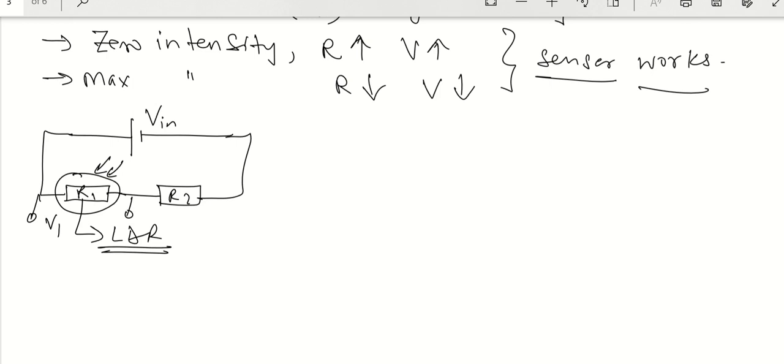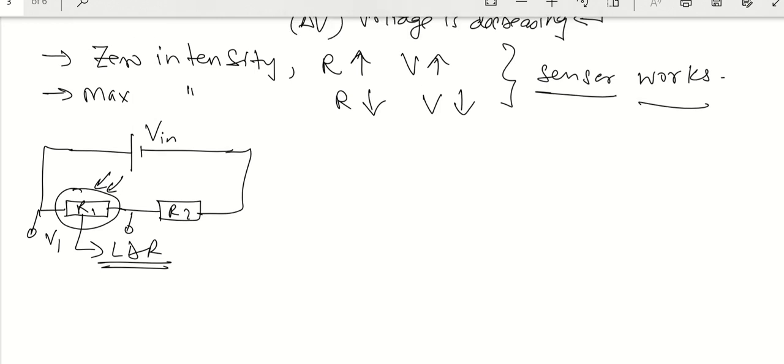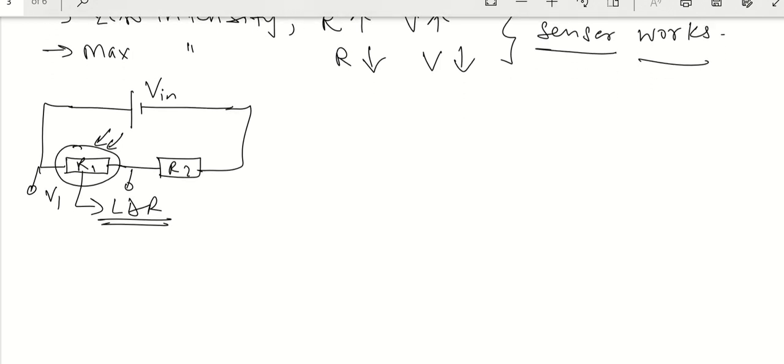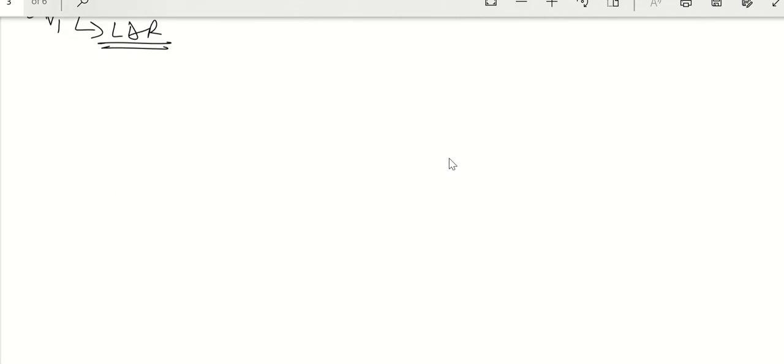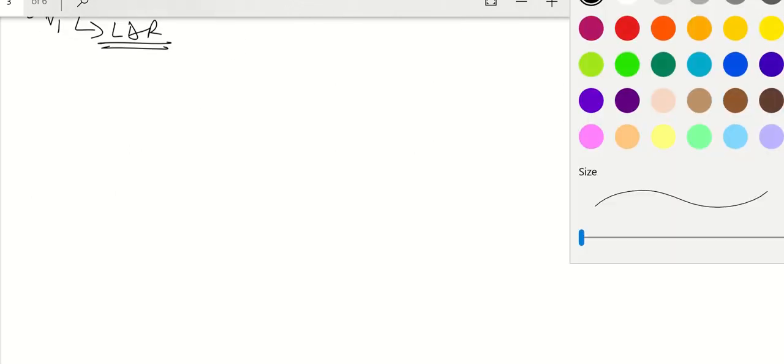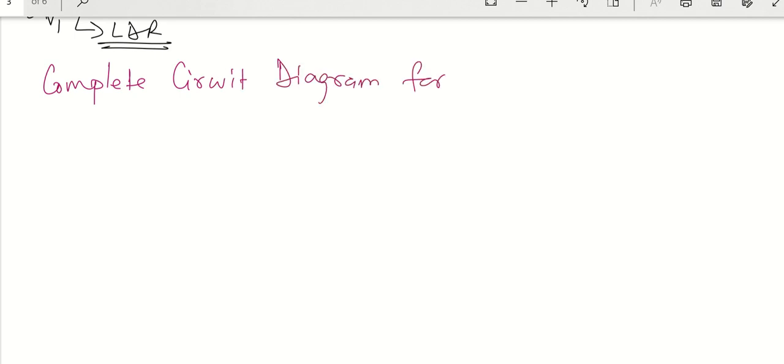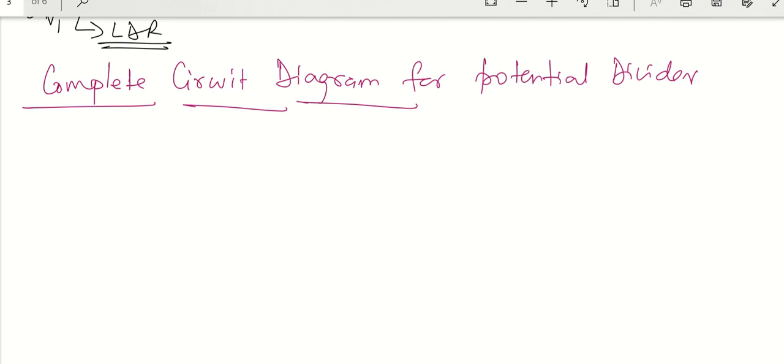So you understood now what is the potential divider, okay, and you understood what the sensors are and what the uses are right now. So let us go a little more ahead here and see if you can understand this part, which is the complete circuit diagram for potential divider. If I have to put this complete diagram for potential divider, I have to draw it something like this.